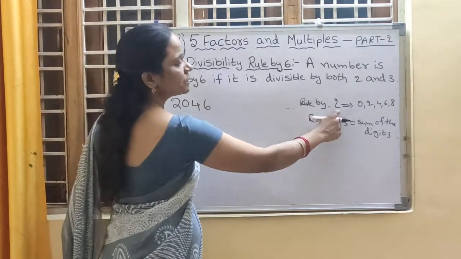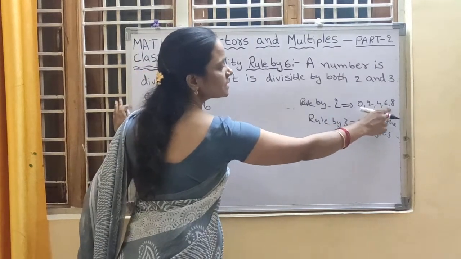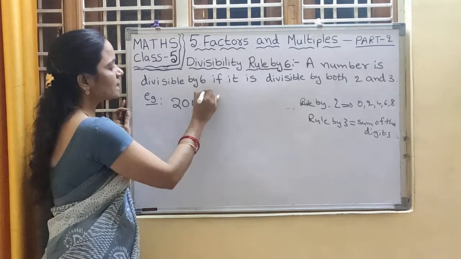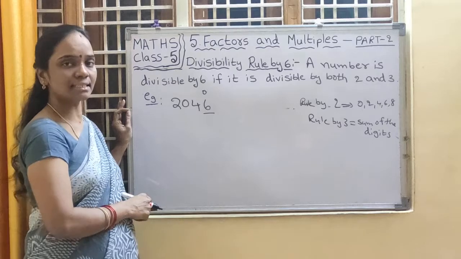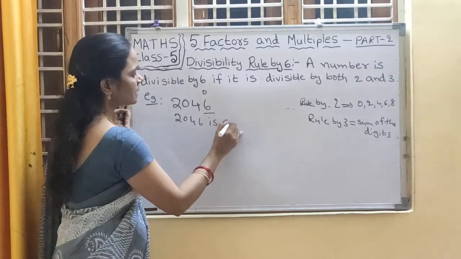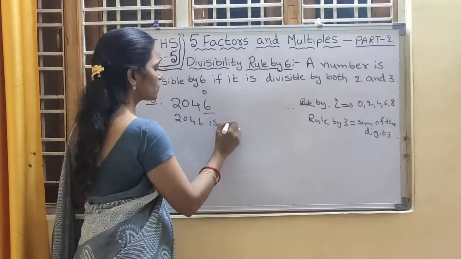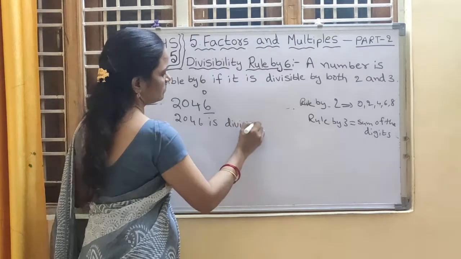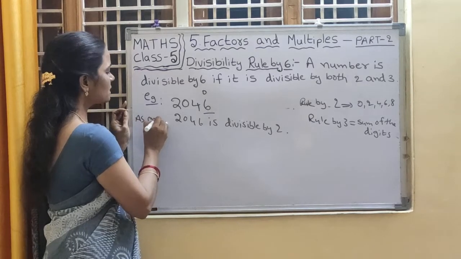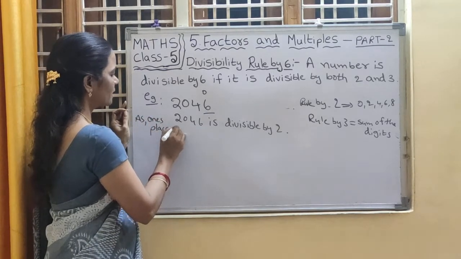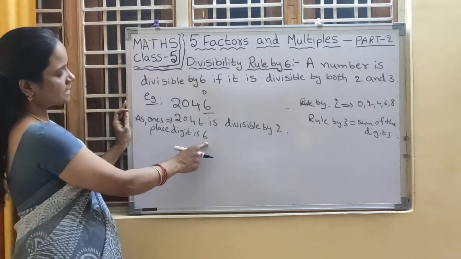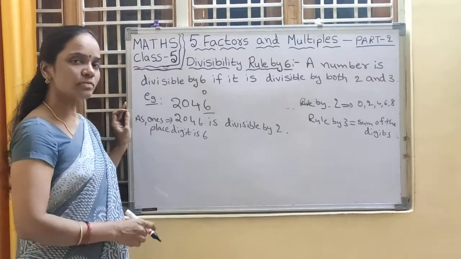So what is the rule by 2? If the digit at ones place is 0, 2, 4, 6 or 8, then we can say that the given number is completely divisible by 2. So check the digit at ones place. What is the ones place digit here? 6. So 2046 is completely divisible by 2. As the ones place digit is 6, 2046 is divisible by 2.